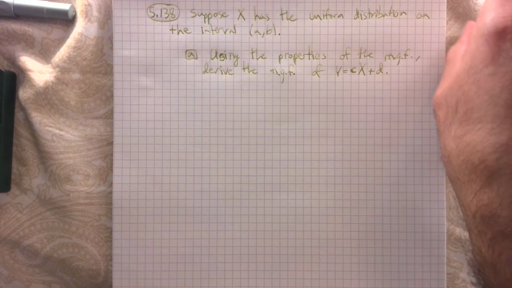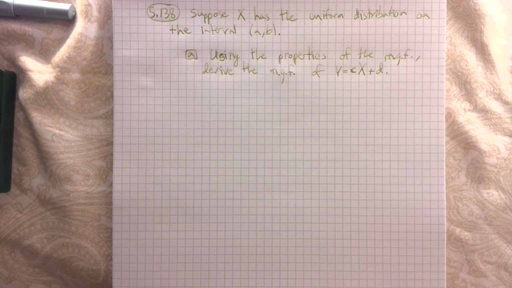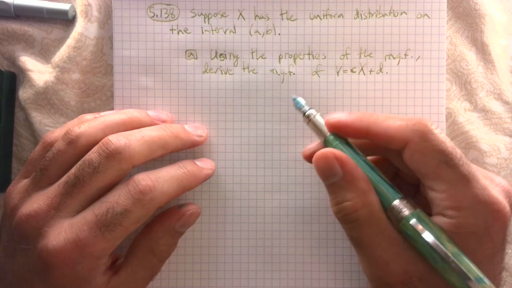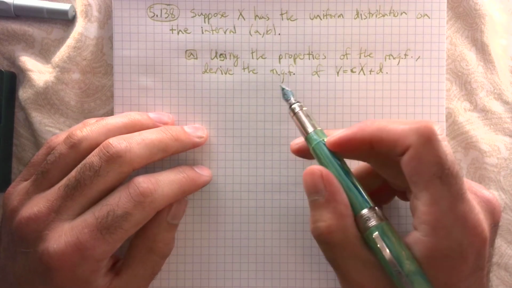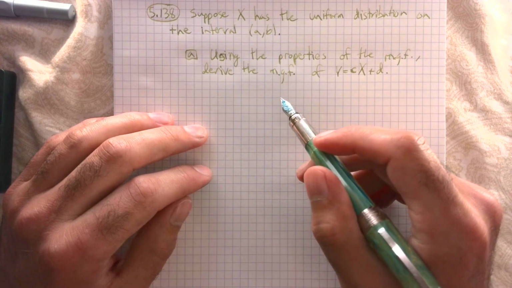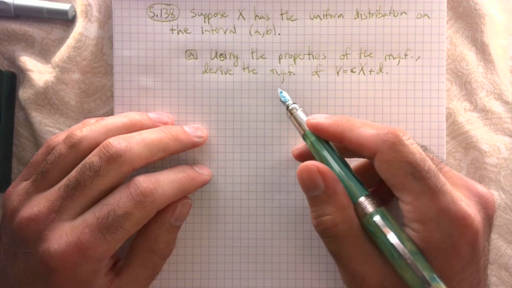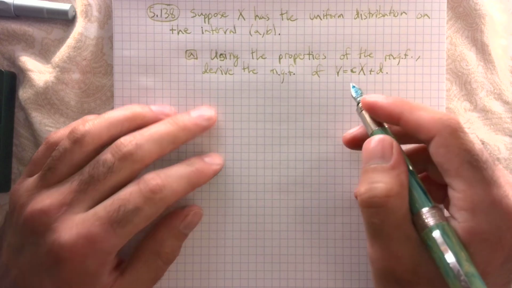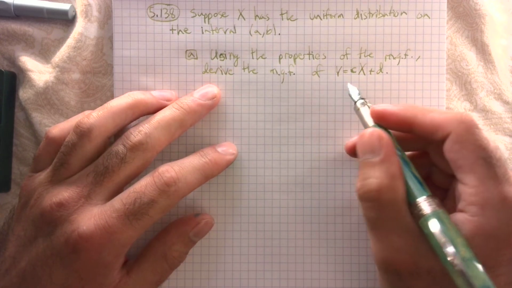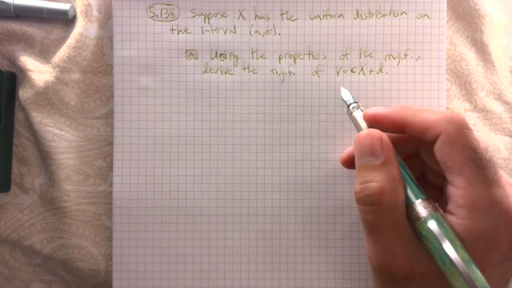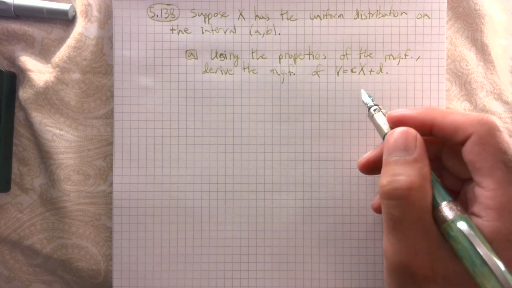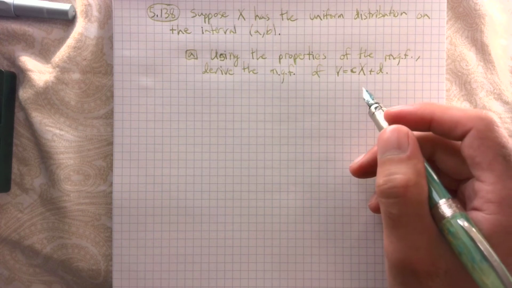Okay. This is problem 5.138A from the final review. All right. So this problem says suppose x has a uniform distribution on the interval from a to b, and then we want to use the properties of the moment generating function to derive the moment generating function of y, which equals cx plus d.